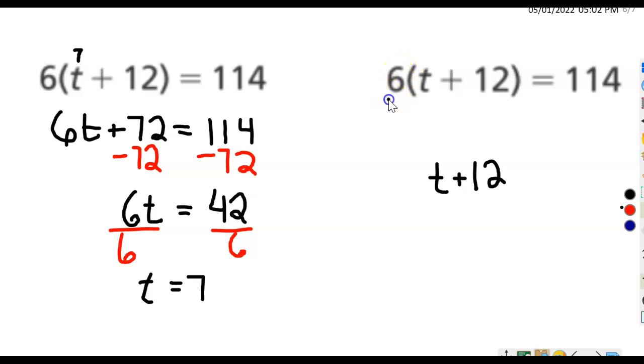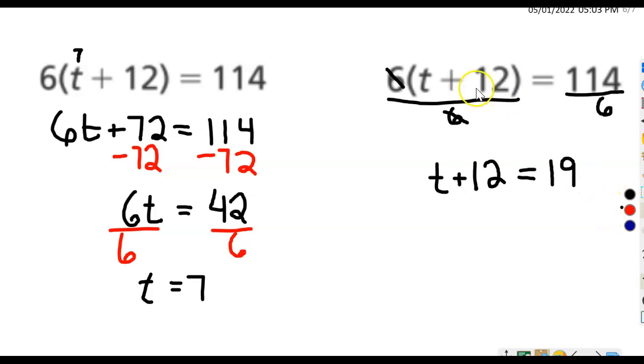So if we do that, that means this whole thing is divided by 6. The whole left side is divided by 6. The whole right side is divided by 6. And what is 6 divided by 6? These cancel out, don't they? And what's left? T plus 12. There we have it. And then our answer over here is going to be 19.